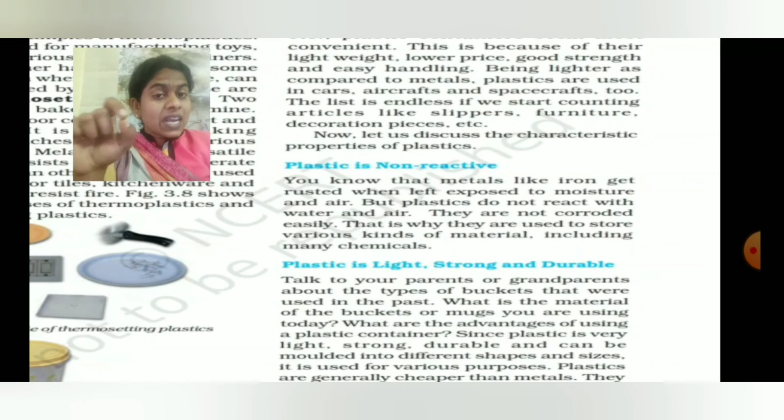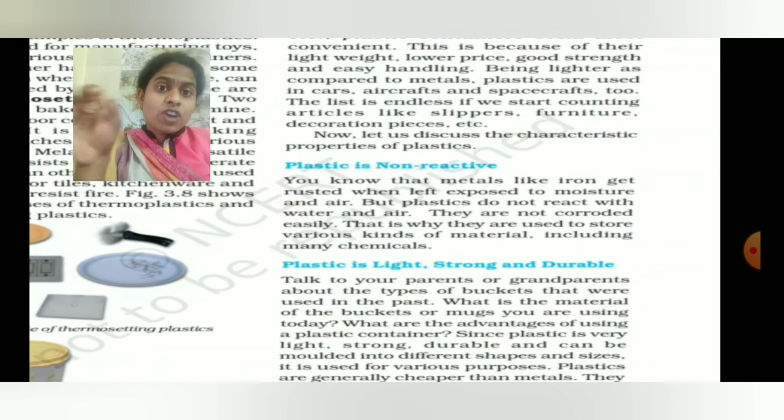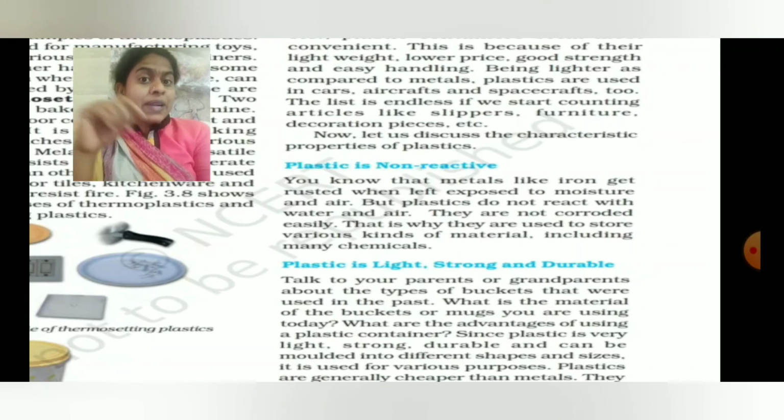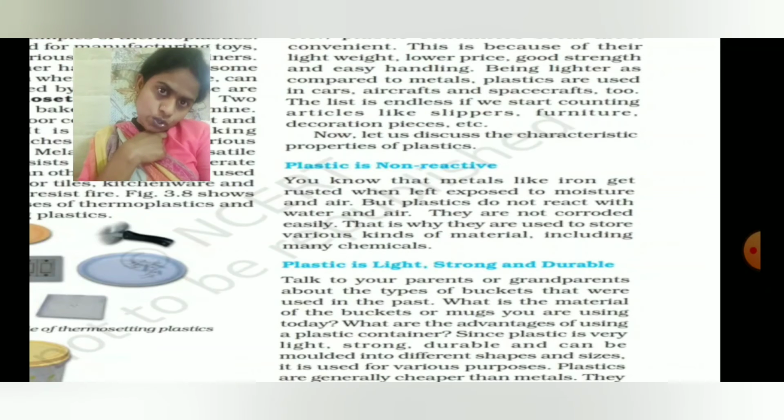But if iron is exposed to the environment, rusting takes place. Rusting is a chemical reaction. Due to the presence of moisture, the iron reacts with the moisture, which results in the formation of rust, Fe2O3. So the iron is involved in a chemical reaction, but plastics do not get involved in any kind of reaction. That's why they are used to store a variety of materials, including chemicals also. Understood? Let's move to the next one.